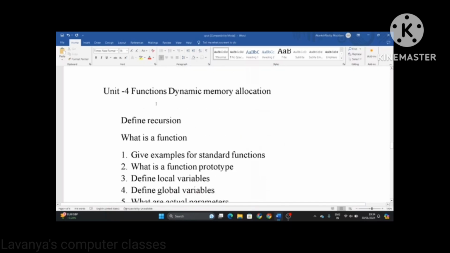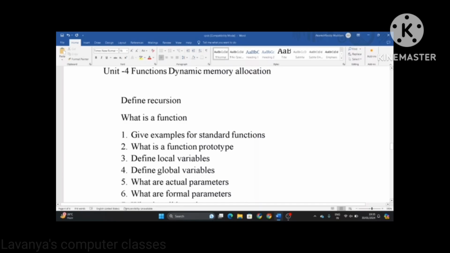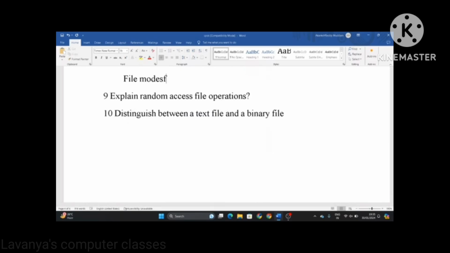Unit 4 concepts or functions, dynamic memory allocation. Questions is what is a function? Define recursion. Give examples for standard functions. What is a function prototype? And here also explain function signature. That is also important. Function signature. Define local variables.